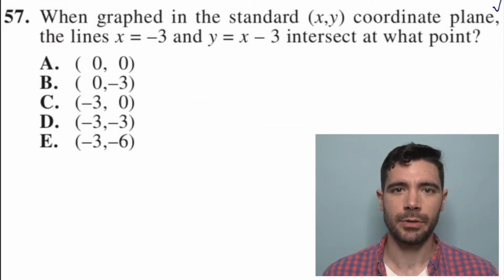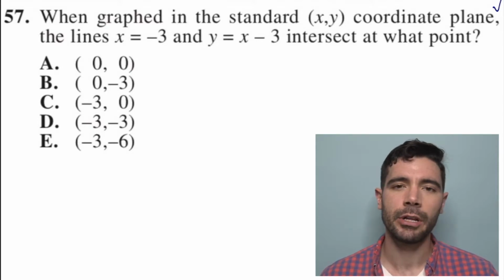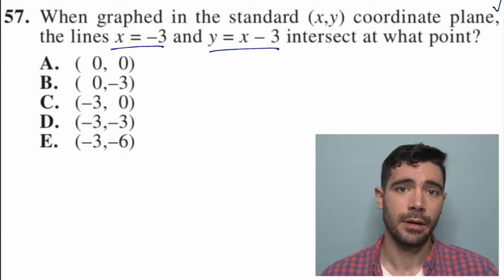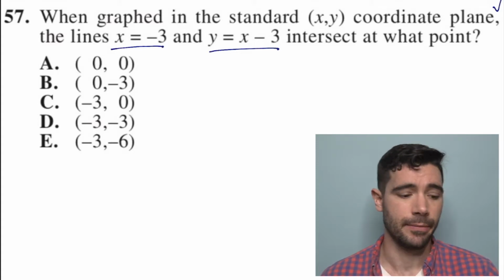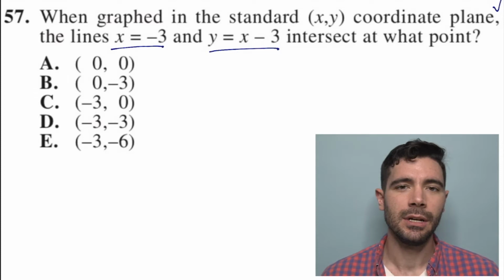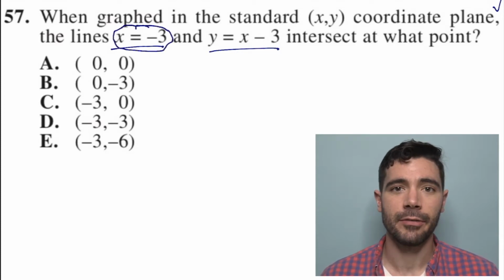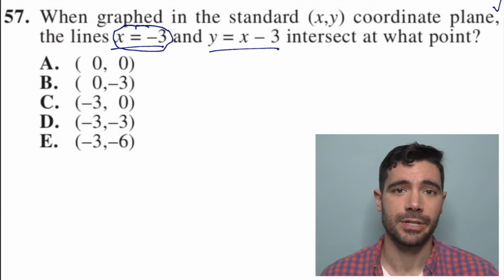Instead, let's take a moment to reflect on what's the information that we've been given. We have two lines and we want to know where they intersect. One of the lines is x equals -3, the other y equals x minus 3. Well, let's take this first line. What do I know about that line? X equals -3. It's sort of a funny line, right? It's not in y equals mx plus b form, at least it's not as far as I can tell.